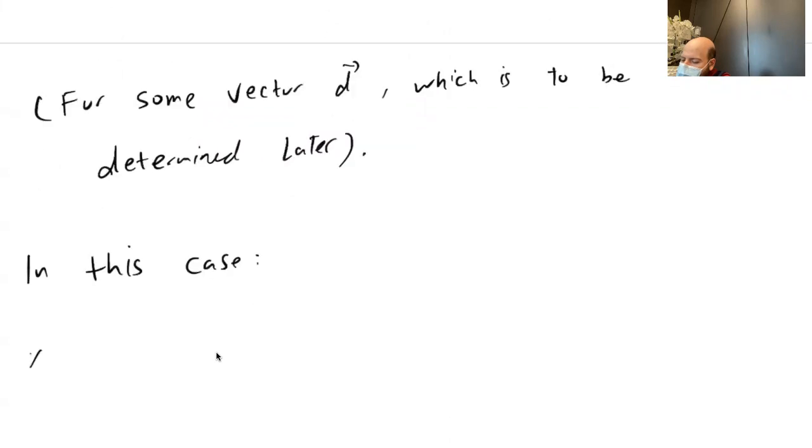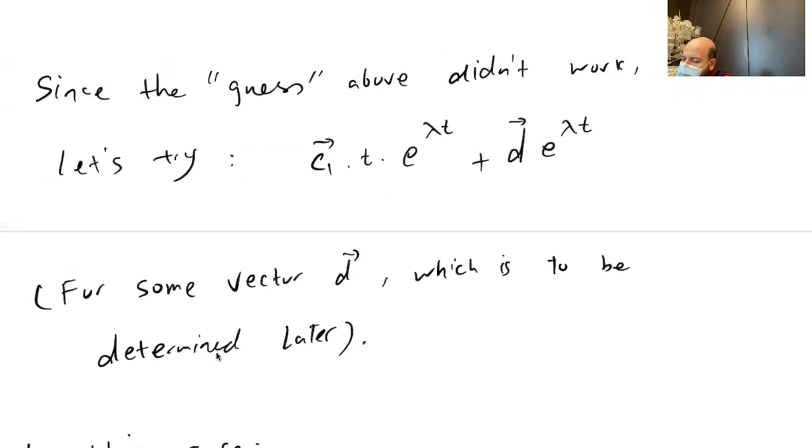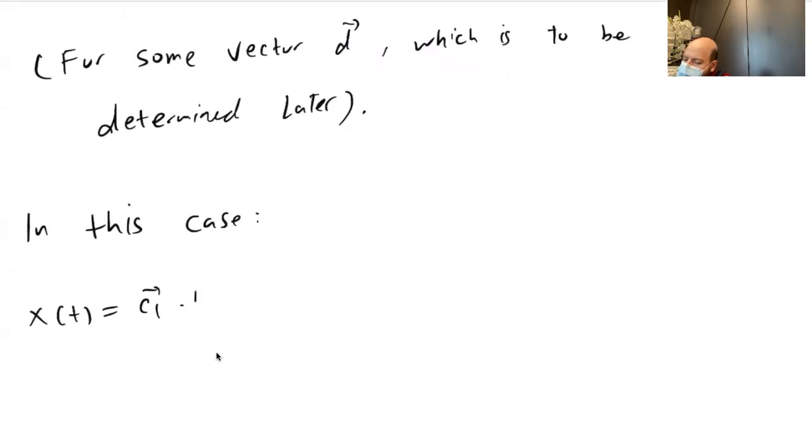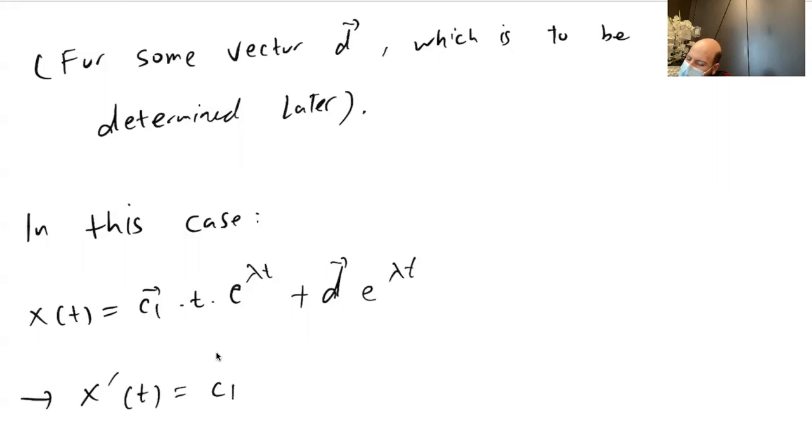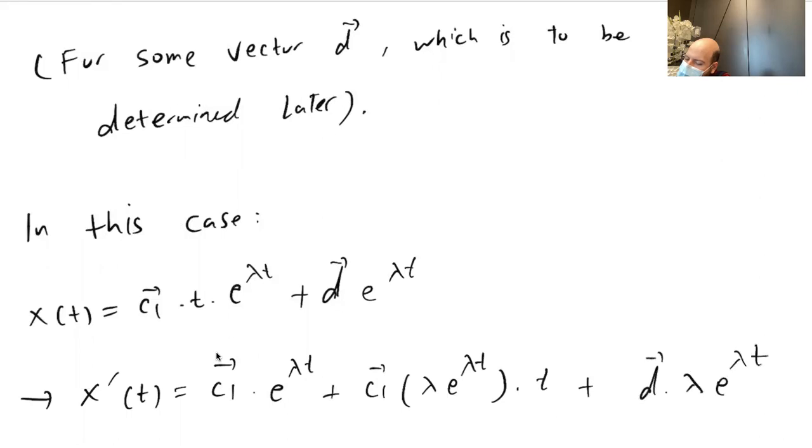In this case, see my x of t is C1 t e to power lambda t plus d e to power lambda t. So x prime will be how much? X prime of t will be, again, for the first term, I can use the product rule: C1 e to power lambda t plus C1 lambda e to power lambda t times t, plus for the other term is d lambda e to power lambda t.